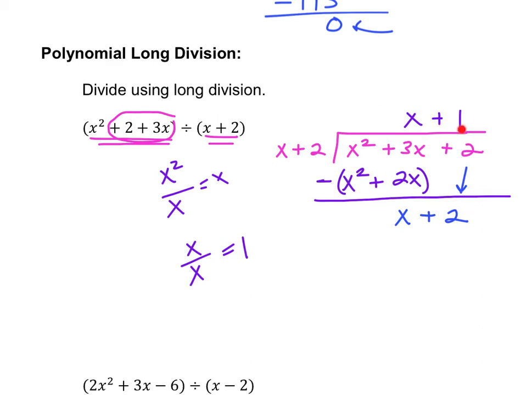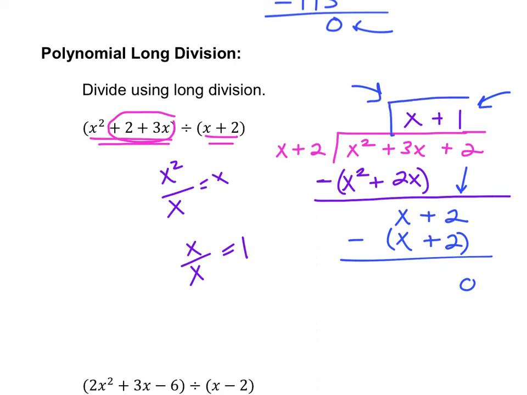Now I'm going to take this 1 and multiply it to this polynomial. So 1 times x is x. 1 times 2 is a positive 2. And then we subtract. And basically, I can even see right here, it's an x plus 2 minus an x plus 2. That is going to give me a remainder of 0. So our answer is this guy up here. Our answer is x plus 1.